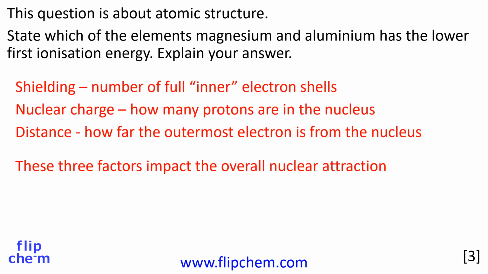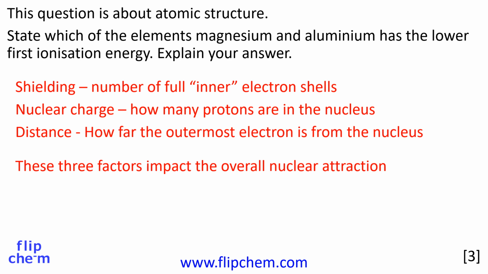There are 3 main factors that influence the ionisation energy of an atom. Shielding, the number of full inner electron shells. Nuclear charge, how many protons are in the nucleus, and distance, how far the outermost electron is from the nucleus. These 3 factors impact the overall attraction between the outermost electron and the nucleus. The greater the nuclear attraction, the greater the ionisation energy.